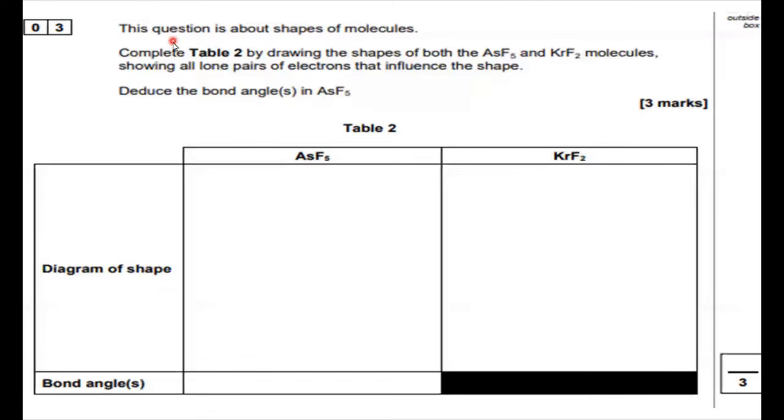Okay, this is question 3. This question is about the shapes of molecules. Complete the table 2 by drawing the shapes of both AsF5, couldn't read that, and KrF2. So complete these molecules showing all lone pairs of electrons that influence the shape.